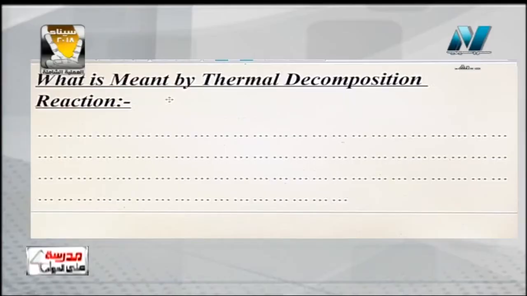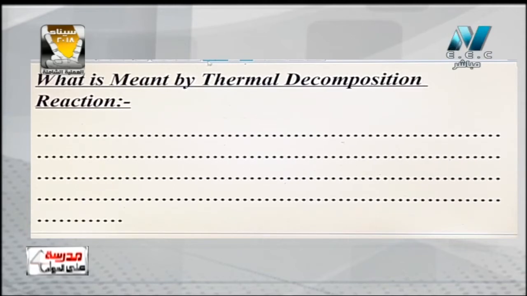So here we have another type of questions, as we see here. We have another question in front of us. It says, what is meant by the thermal decomposition reaction? What does thermal decomposition reaction mean? As we have three main types or four main types of the chemical reactions in this syllabus. We have four types of chemical reactions.